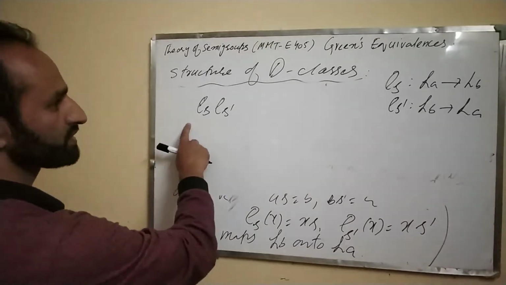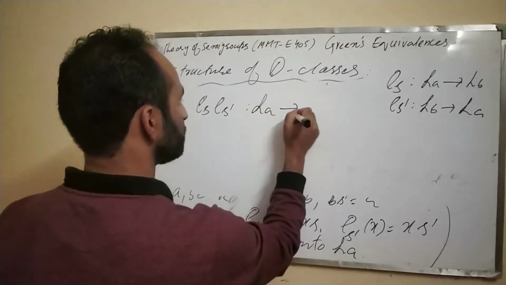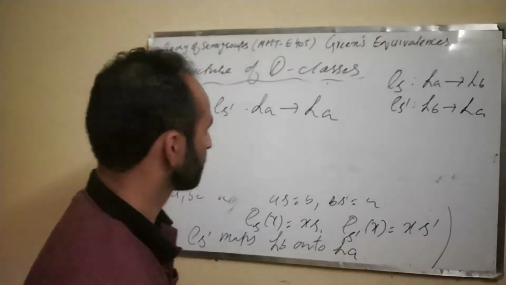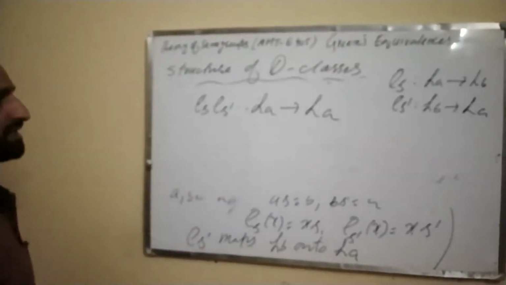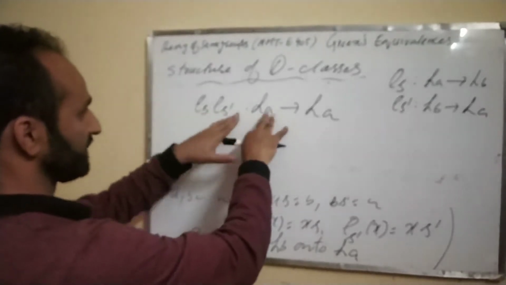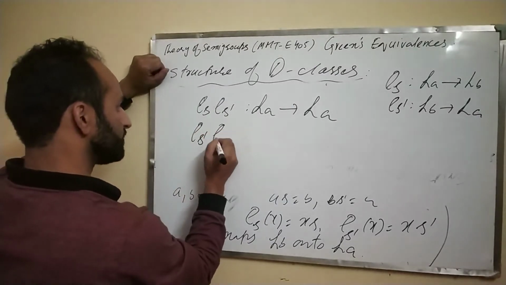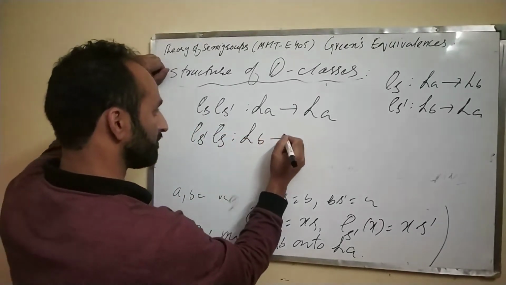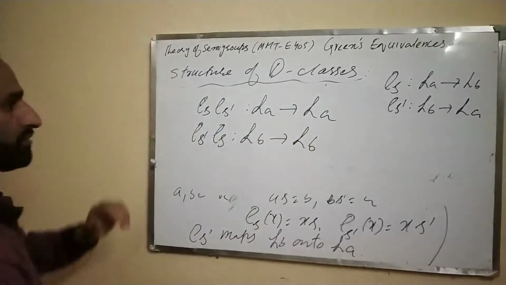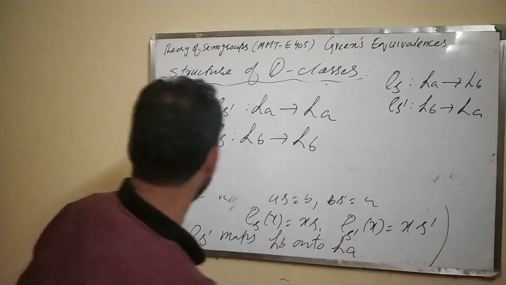So first rho S, it's LA to LB, and then rho S dash. It's a map from LA to LA. And we will see that this map is actually the identity map. That means rho S is inverse of rho S dash when restricted to LA. And similarly, we will see that rho S dash rho S, it's a map from LB to LB, and this is also an identity map. So that's very simple.